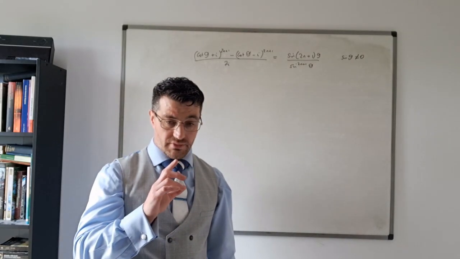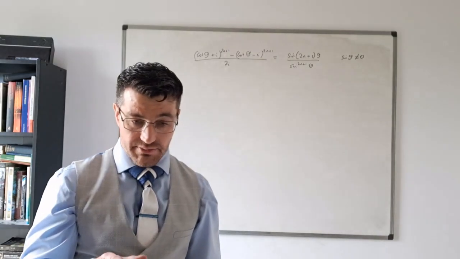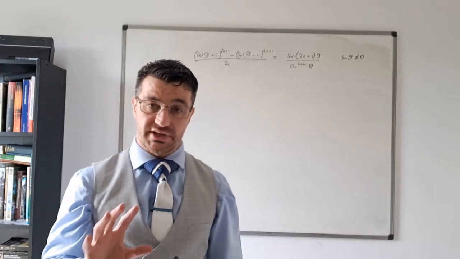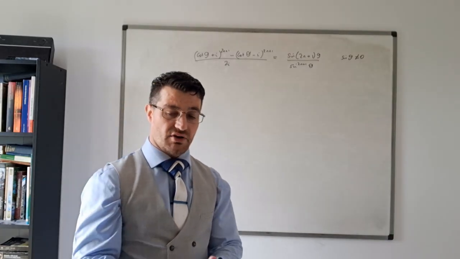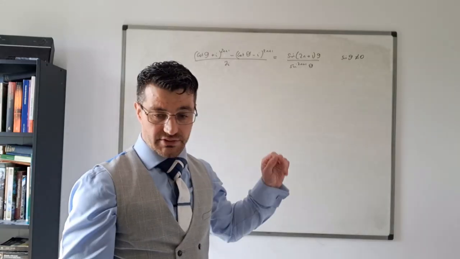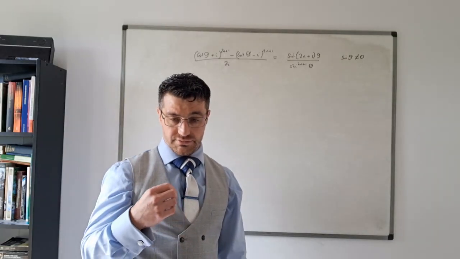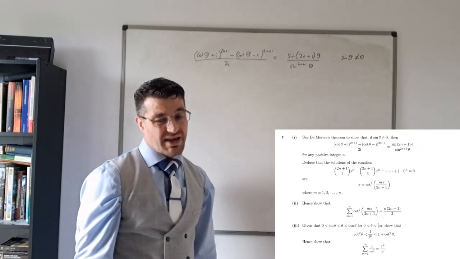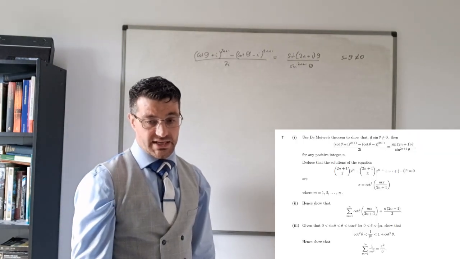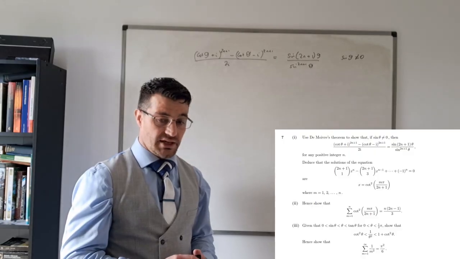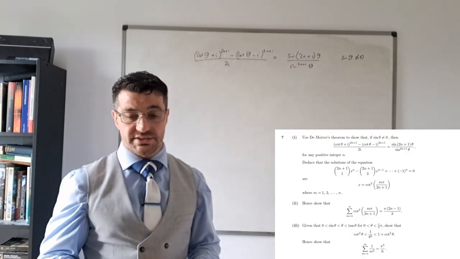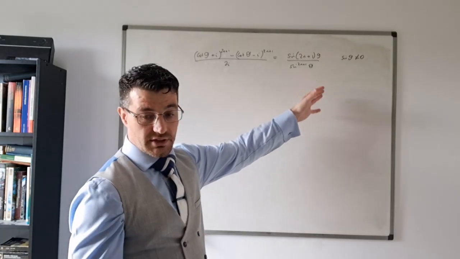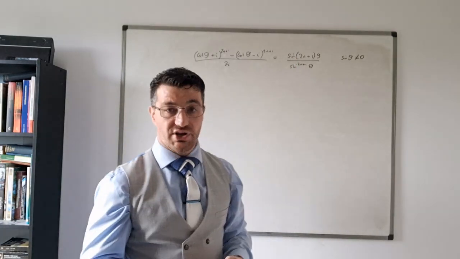2018, Step 3, Question 7. I'll leave a link in the description to this video so you can download the paper yourself, because I'm not going to be writing everything on the board necessarily. Okay, let's have a look anyway. So part I, there's three main parts to this problem. So part I is: use de Moivre's theorem to show that if sine theta does not equal 0, then this equality holds for any positive integer n.